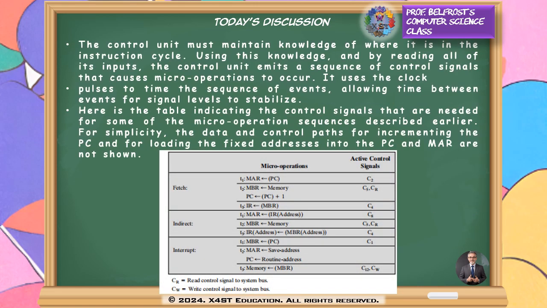The control unit must maintain knowledge of where it is in the instruction cycle. By using this knowledge and by reading all of its inputs, the control unit emits a sequence of control signals that causes microoperations to occur. It uses clock pulses to time the sequence of events, allowing time between events for signal levels to stabilize. Here is a table that we'll also use several times in this lesson that indicates the control signals needed for some of the microoperation sequences described earlier. For simplicity, the data and control paths for incrementing the PC and for loading the fixed addresses into the PC and MAR are not shown in this table. It's worth taking a screenshot.